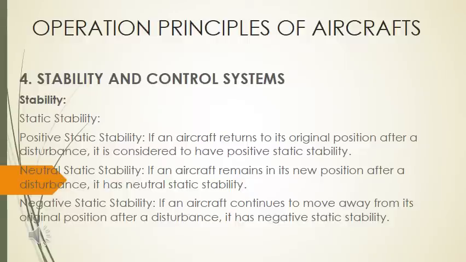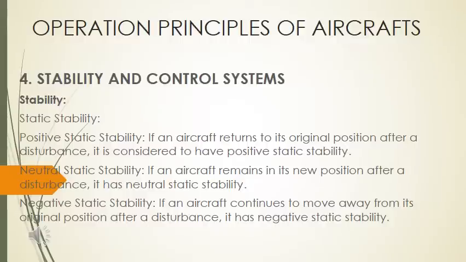And then negative static stability. If an aircraft continues to move away from its original position after a disturbance, it's said to have a negative static stability. So the first thing I want to consider is this concept of stability, static stability. We have the positive, the neutral, and the negative static stability, as I have explained.